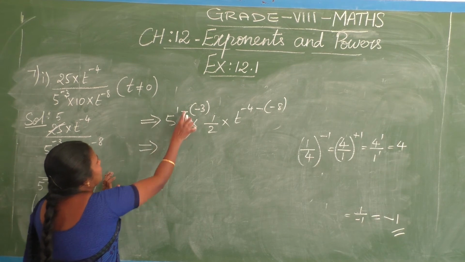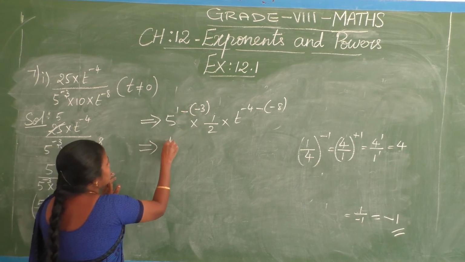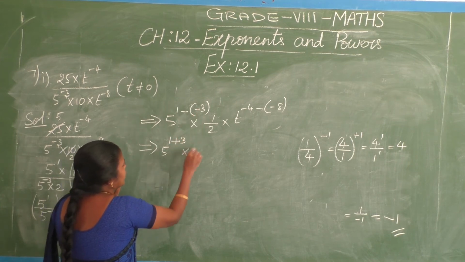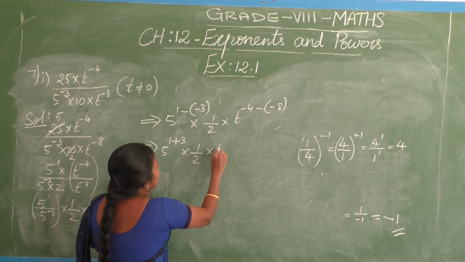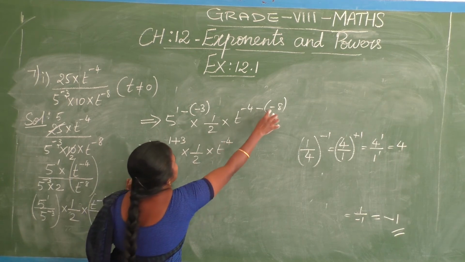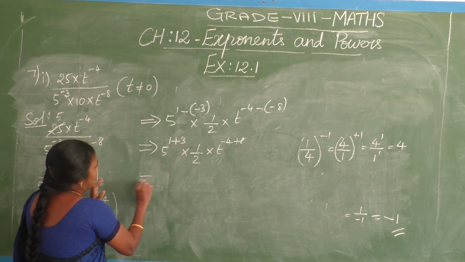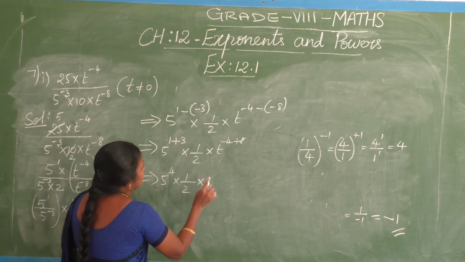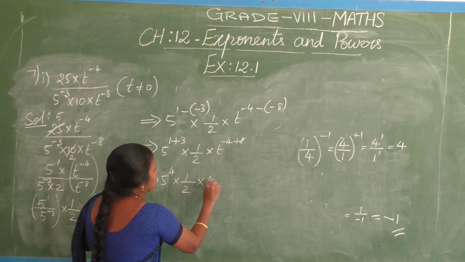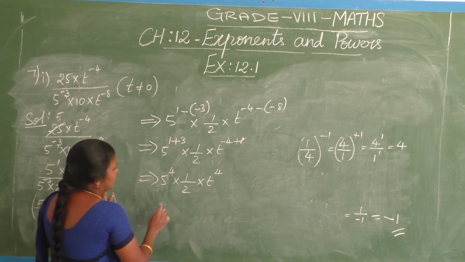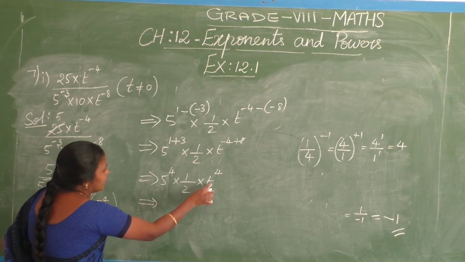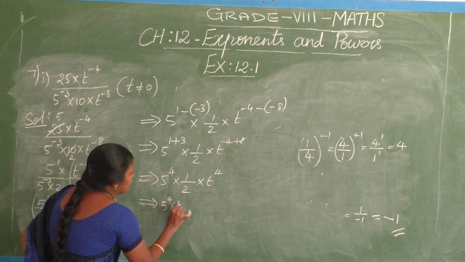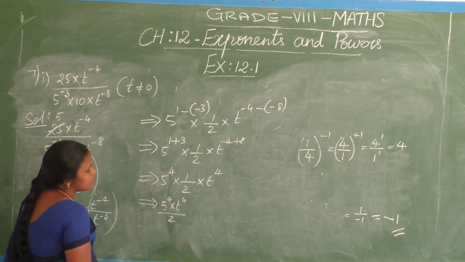Now minus into minus is plus, so 5 power 1 minus into minus plus 3, into 1 by 2, into T power minus 4 minus into minus plus 8. 1 plus 3 is 4, 1 by 2 into, here plus 8 minus 4, that means T power plus 4 only. T value we don't know, so as it is you keep. 5 power 4 into T power 4 by 2, this is the final answer.